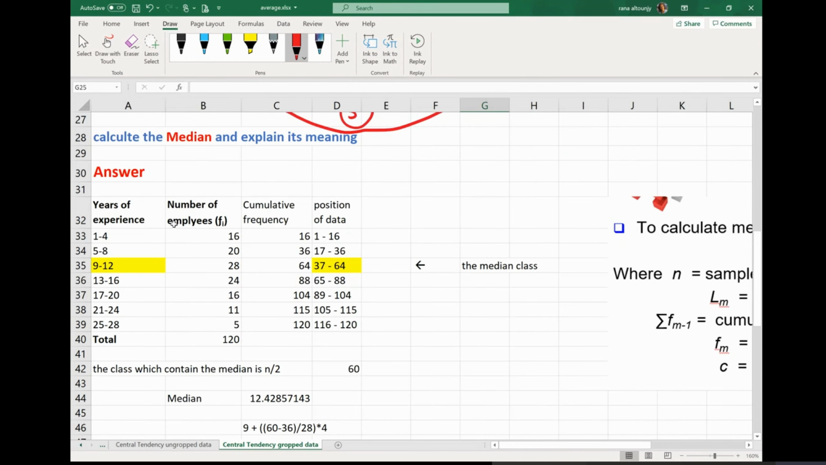Let's go back to our similar example. This is our example. Still, we are talking about the number of years of experience for the same company staff. We need to find the median class. To find the median class, you need to divide the total number of observations by 2. So this one is n divided by 2.